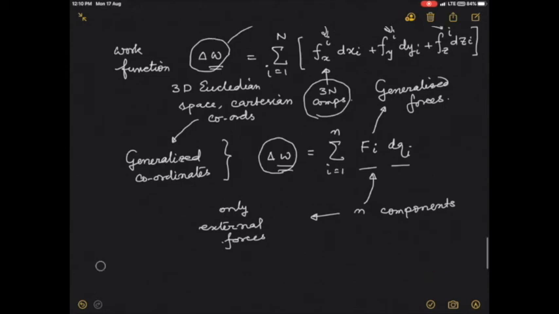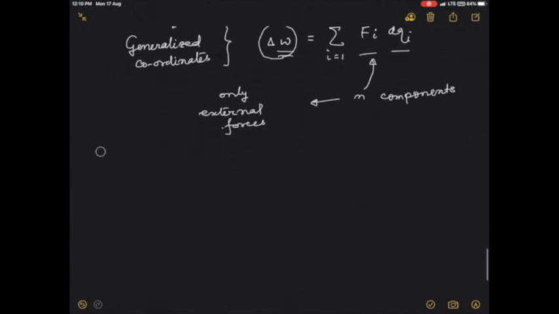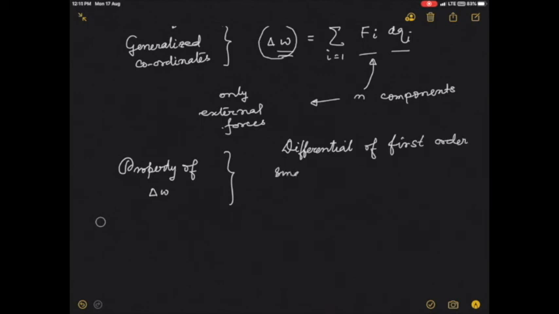So now we have not said what is the relation of these f's with the fx, etc. But let us ask the question, what is the property of delta W? Delta W has the property that it's a differential of first order. What does it mean? It means a small change in dqi gives a small change in delta W. That is what you mean by differential of first order. If it's a differential of second order, say delta W is proportional to dq squared, then a small change of dq will give a very small change of delta W, if you wish.